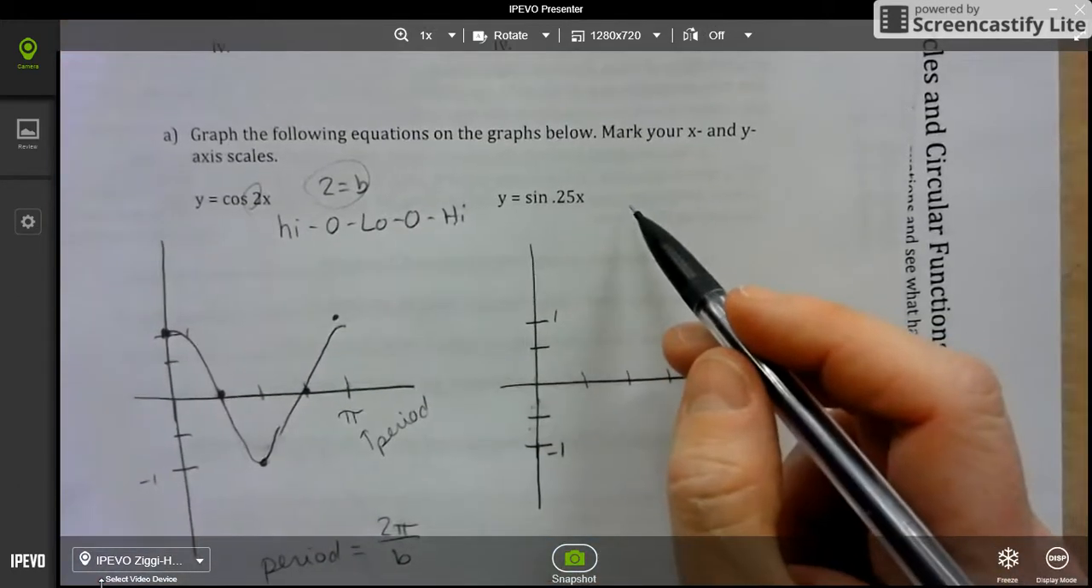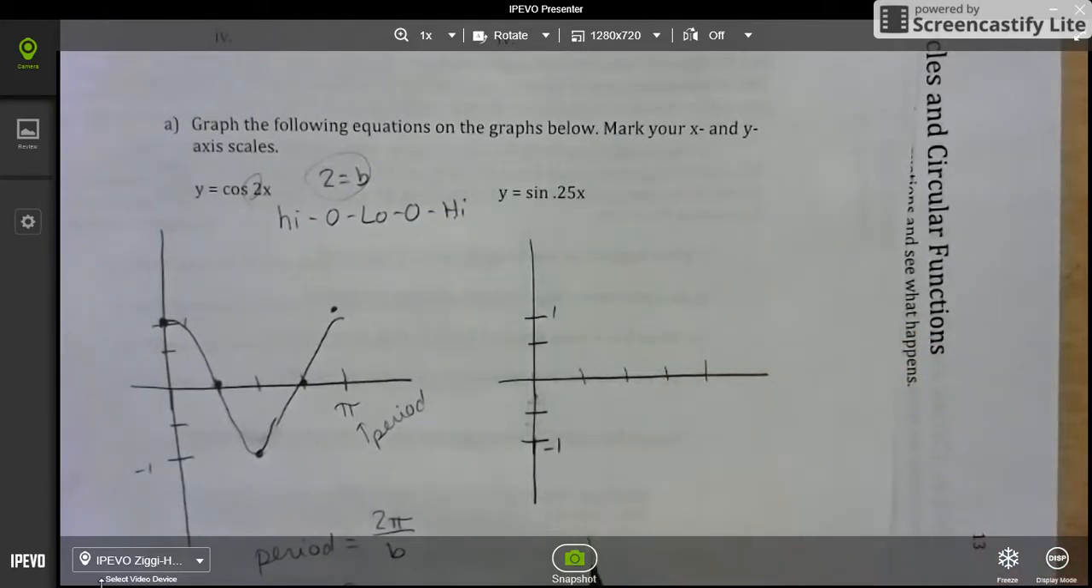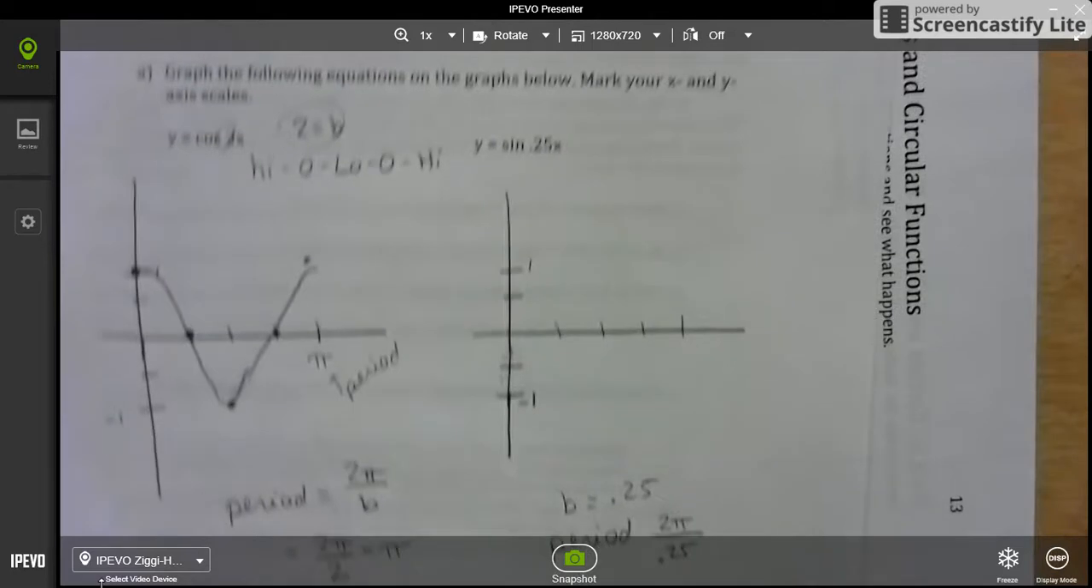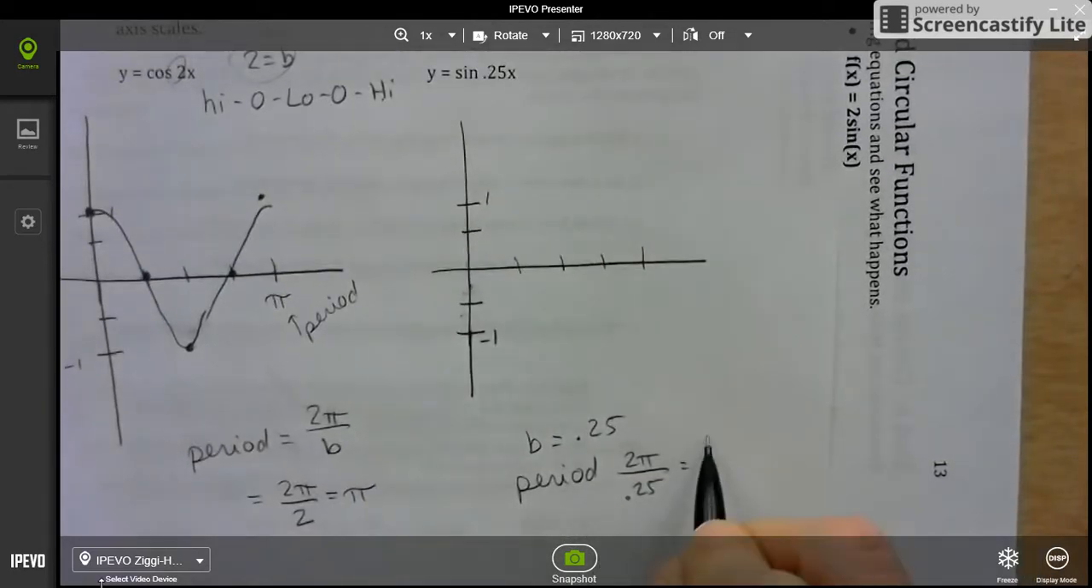All right, let's take a look at the sine one on the right. For this one, B equals 0.25. So my period is going to take 2 pi divided by 0.25. Well, it might be easier to convert that to a fraction. Look at it as a fourth.